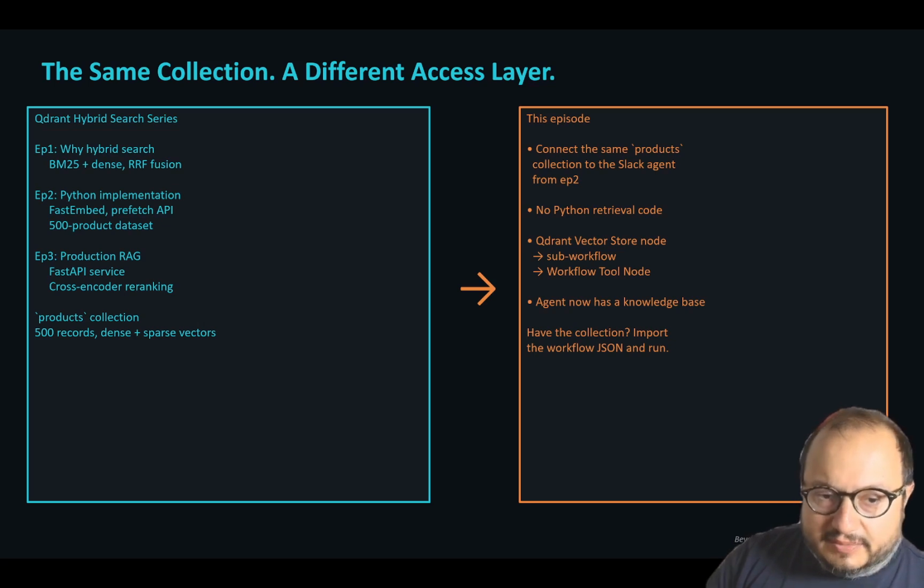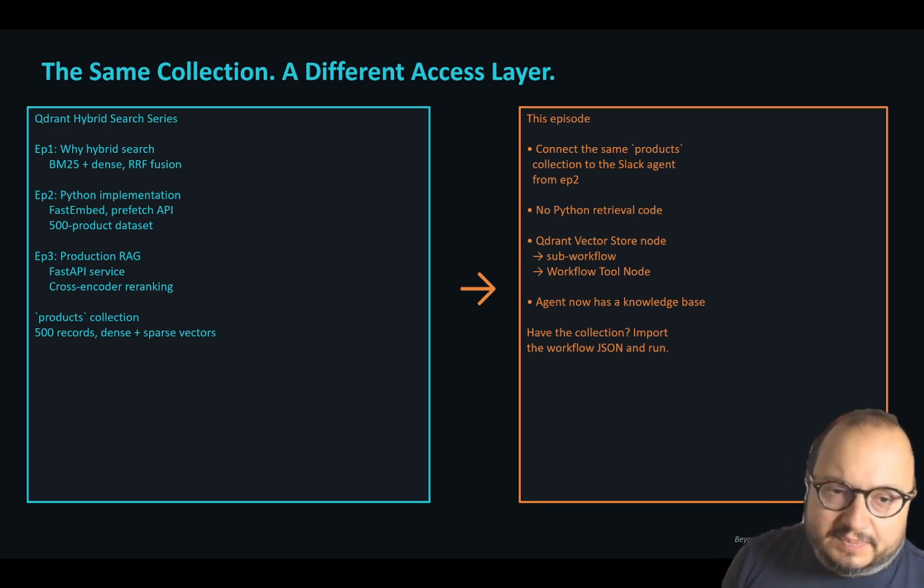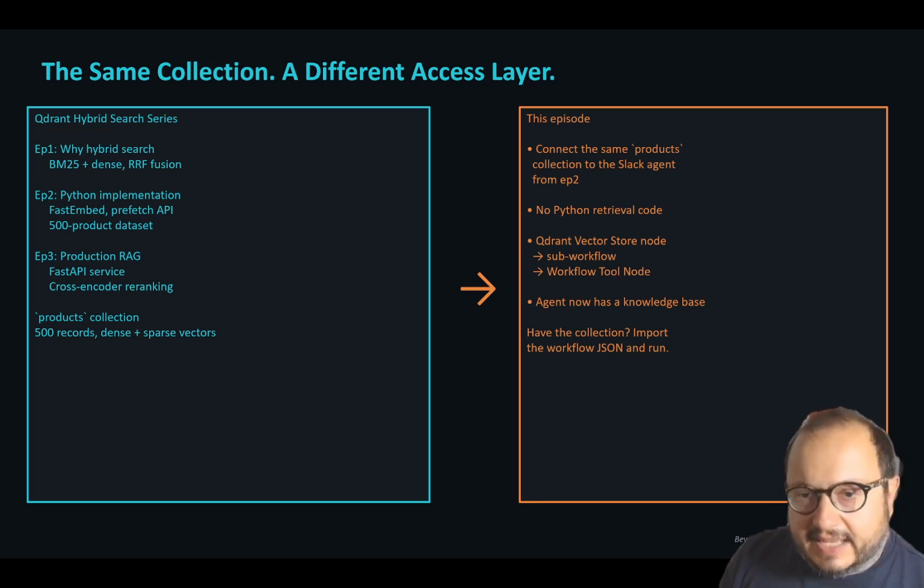3 nodes, 30 minutes. If you already have the collection running from the Qdrant series, import the workflow JSON and the agent is live. If you do not have the collection, the GitHub branch for this episode has a setup script that indexes the 500 products from scratch. Either path, the episode works.